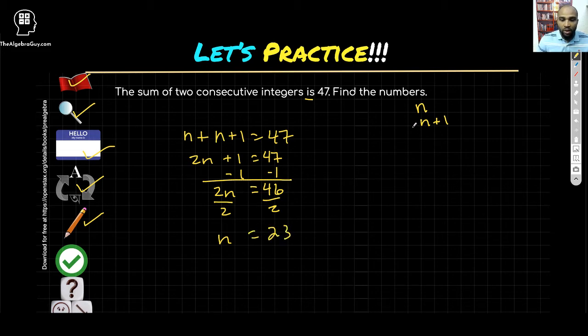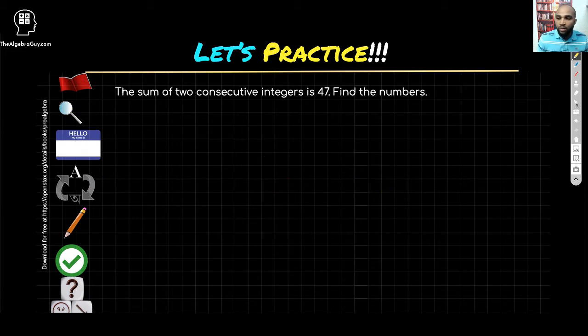23. All right, so my two numbers are going to be 23, and obviously this one is 23 plus 1, so it's 24. My two numbers are 23 and 24. We can check our answers by asking ourselves, do these two numbers add up to 47? I'm hoping they do. 3 plus 4 is 7, and 20 plus 20 is 40. Yep, they do add up to 47, and they are consecutive.